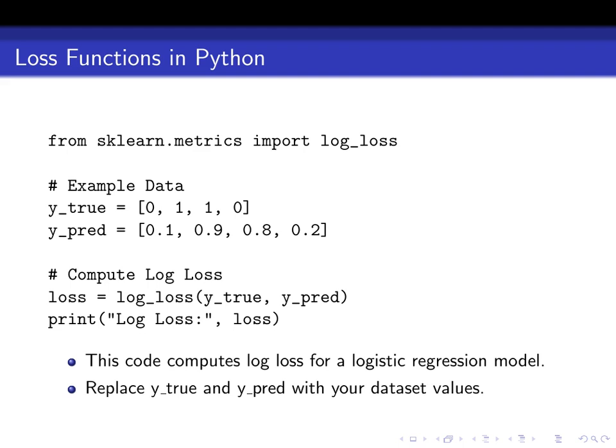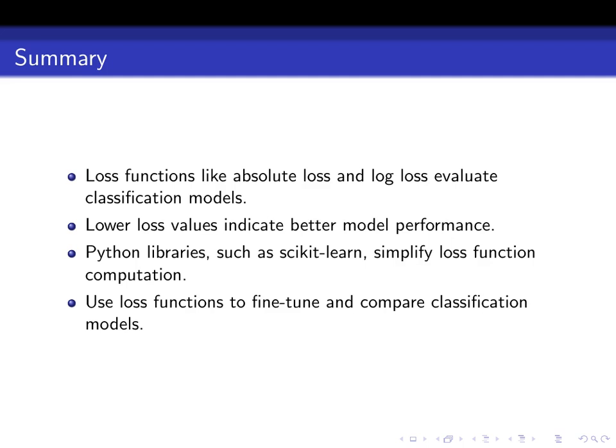To summarize, loss functions like absolute loss and log loss are critical for evaluating classification models. Lower loss values indicate better performance, helping us refine and compare models. Tools like Python simplify the computation of these metrics, making it easier to optimize classification tasks in real-world applications.